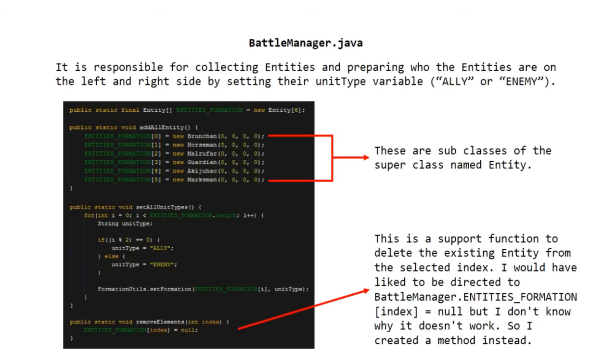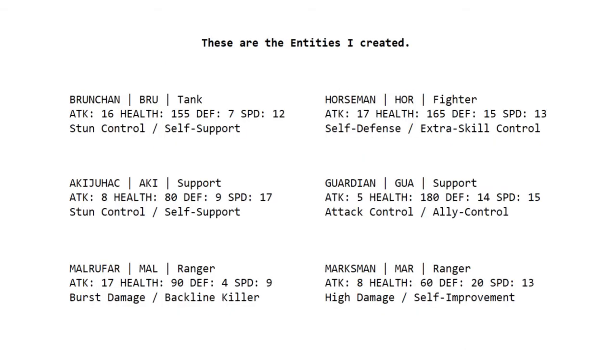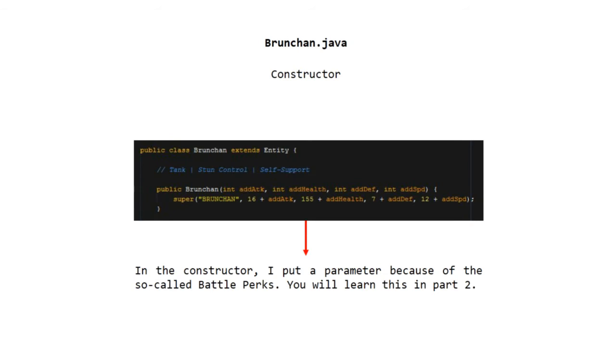It is responsible for collecting entities and preparing who the entities are on the left and right side by setting their unit type variable, ally or enemy. These are the entities I created. I made 6 subclasses. I have 1 tank, 1 fighter, 2 supports, and 2 rangers. I created a constructor with parameters, even though the superclass constructor has its own value, because it is connected to battle perks, you will find out in the next video.